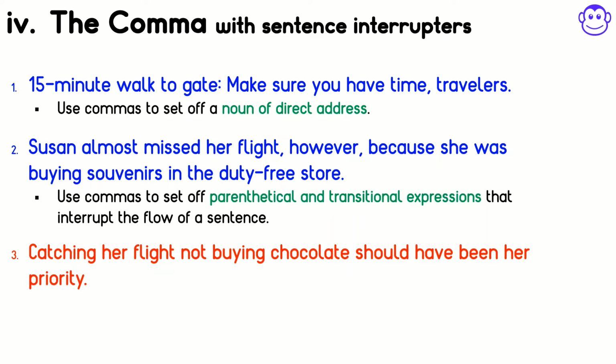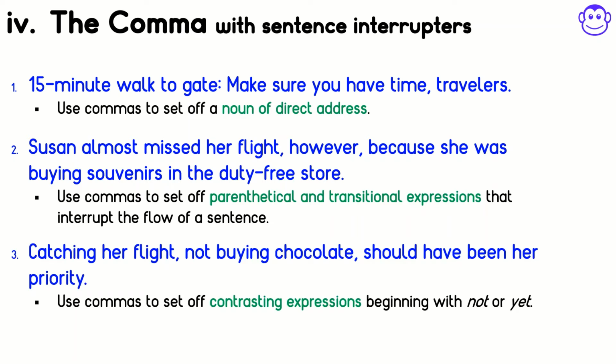Again, we have an element that interrupts the flow of the sentence. The phrase "not buying chocolate" could be removed without disruption. The effect of the phrase is to provide contrast with our message, for emphasis of the overall idea, which is that Susan was irresponsible. And again, we use commas to set off contrasting expressions from the rest of the sentence using 1 or 2 commas.